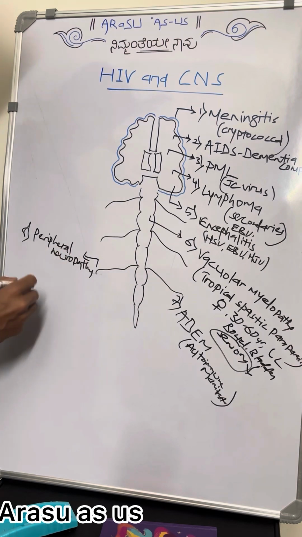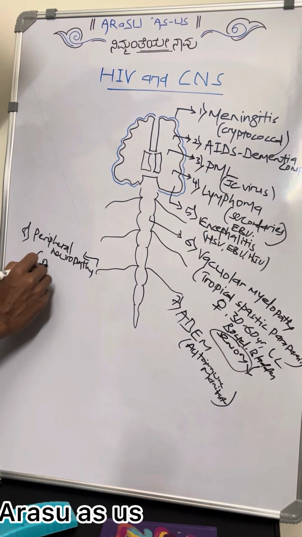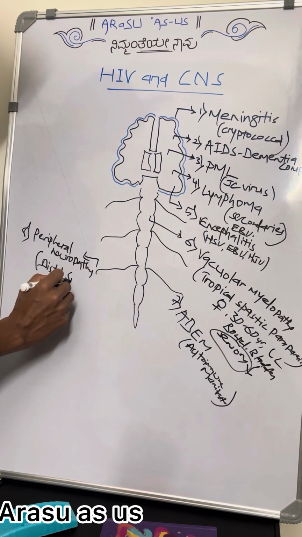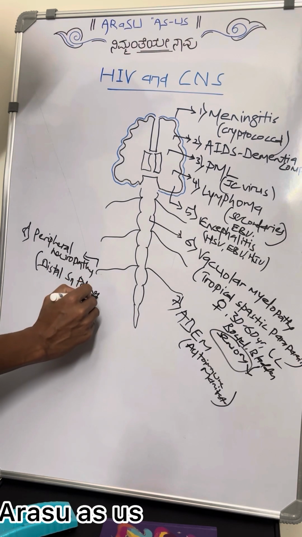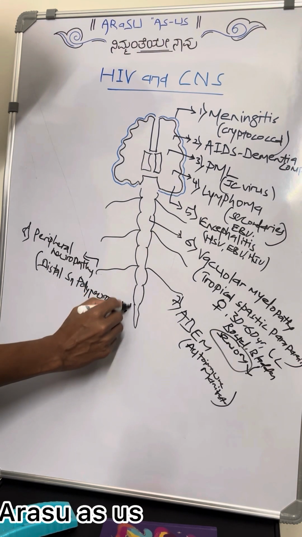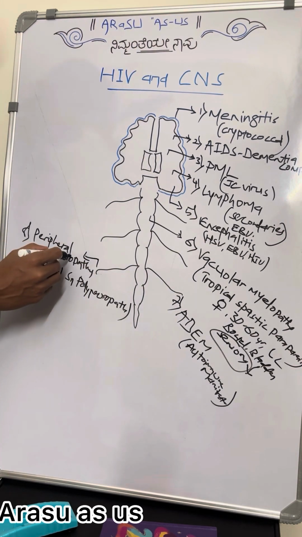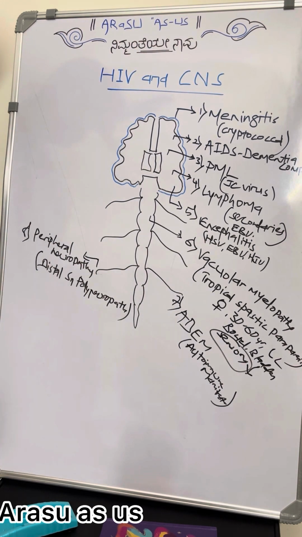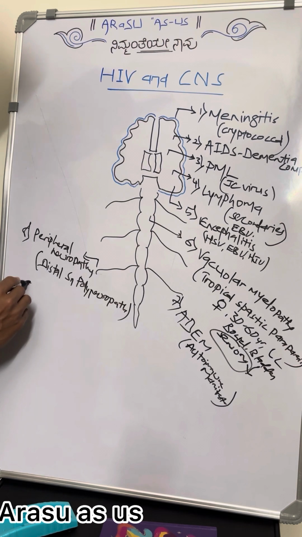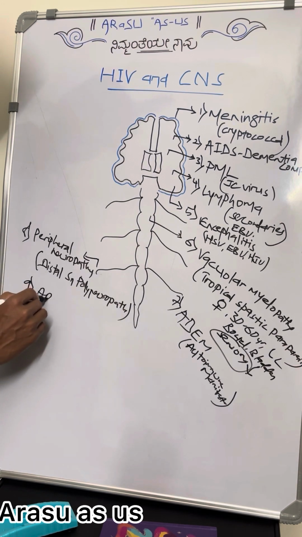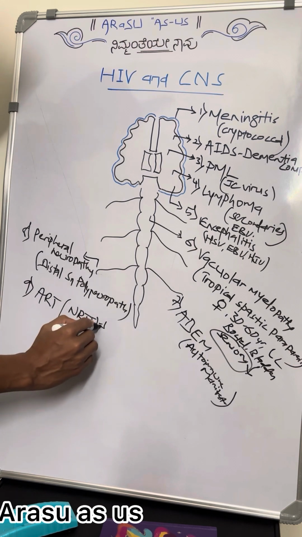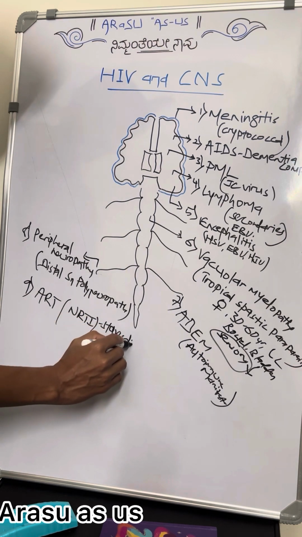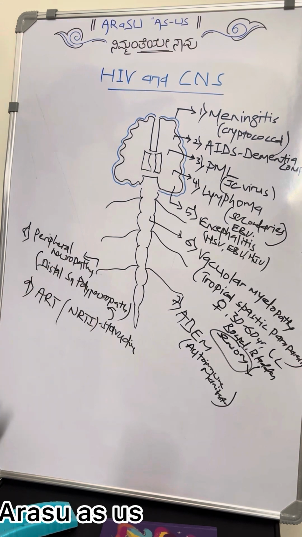It can present in various forms, but most often it will be a distal, sensory predominant polyneuropathy. The HIV virus itself can cause peripheral neuropathy, and the treatment related to HIV, that is some ART medications, especially NRTIs like stavudine, will lead to peripheral neuropathy.